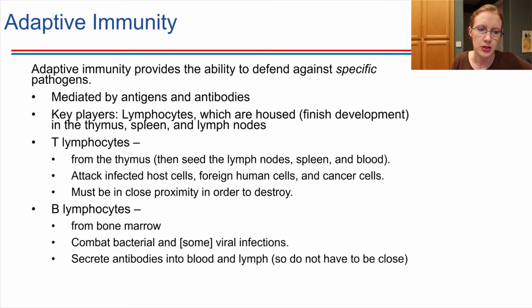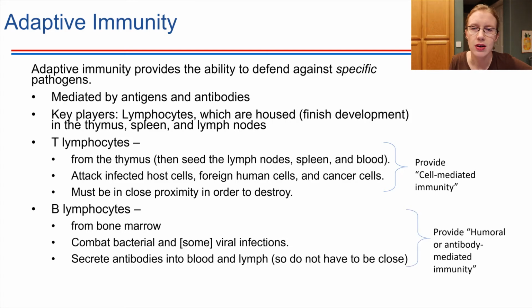A lot of times with these two different types of lymphocytes, we say that T lymphocytes provide cell-mediated immunity. In other words, the cell has to be right up there next to the pathogen in order to provide some sort of immunity. But B lymphocytes, not so much. They provide humoral or antibody-mediated immunity. Humoral refers to the humors or the fluids of the body, and this ties into the fact that antibodies circulate in the blood and the lymph.